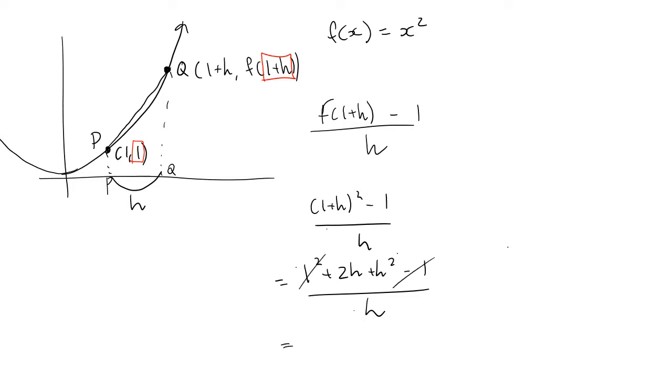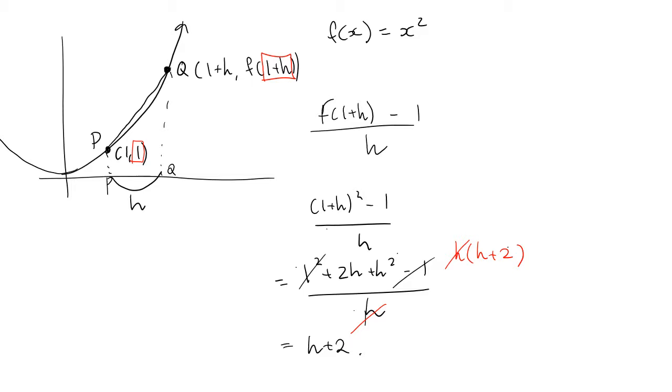Now the 1's cancel out. And now you see here how you can group the numerator to h times h plus 2. So the h's can cancel out, and we're left with h plus 2. Now that's the average rate of velocity between P and Q.